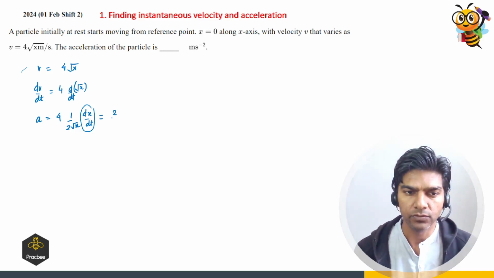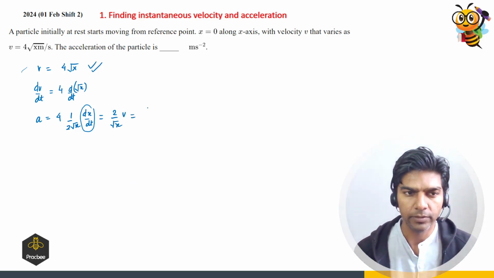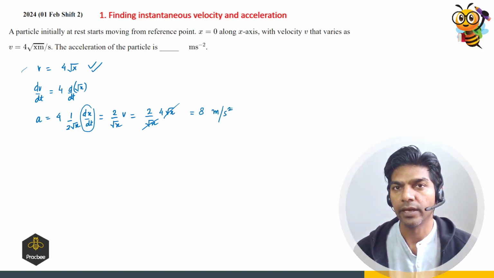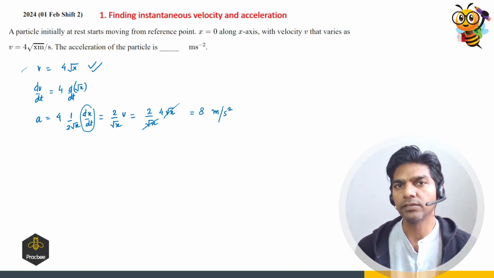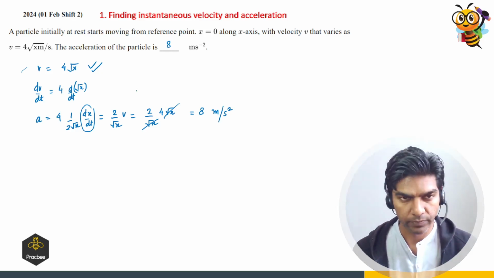So we can write this as 2 upon root x times v, and instantaneous velocity is given as 4 times root x. So it will be 2 divided by root x, and v can be written as 4 times root x. So root x will get cancelled out, and we are getting 8 meters per second square as the acceleration. So we can say in this case the acceleration is constant, right? So it is 8 meters per second square.